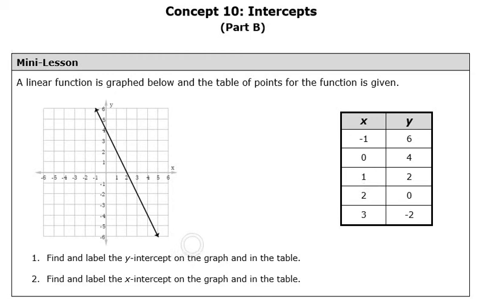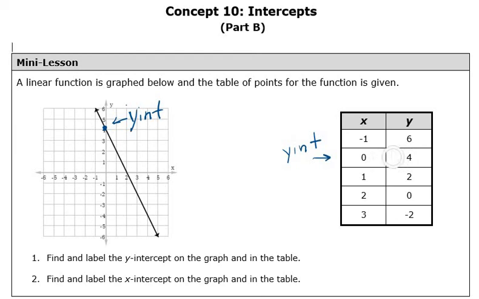Okay, if you watched the last video, finding the intercepts on the graph should be easy. For a y-intercept, I look at my y-axis, crosses my function right there at 4. Now that I know that 4 is my y-intercept, it's easy to see on the table that this is my y-intercept. We kind of cheated. First we found it on the graph, and then we found it on the table.